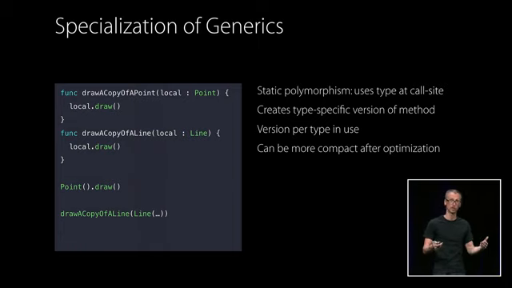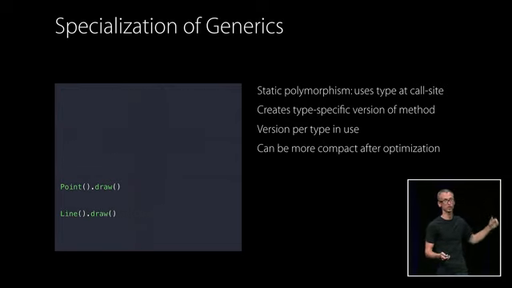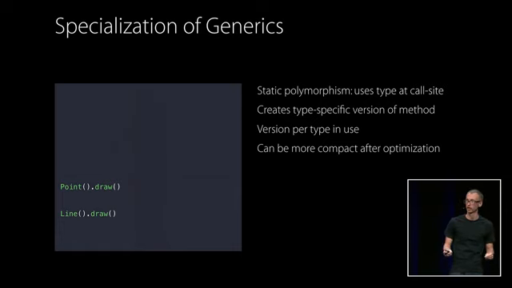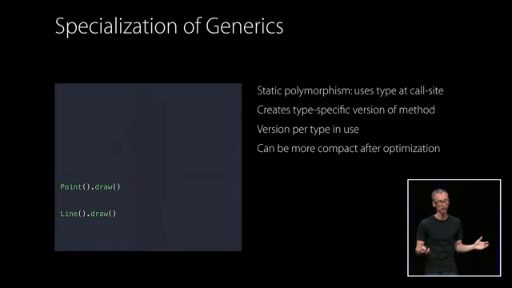And as Kyle showed us, this can be even further reduced to the implementation of draw. Now that the drawCopy of a point function is no longer referenced, the compiler will also remove it and perform similar optimization for the line example. So it's not necessarily the case that this compiler optimization will increase code size. It can happen, not necessarily the case.